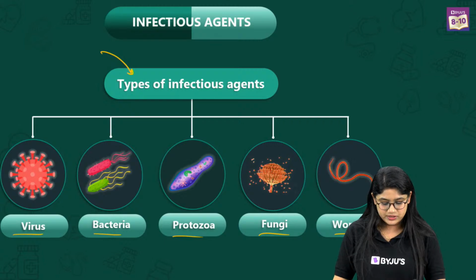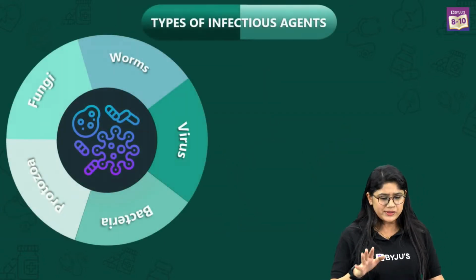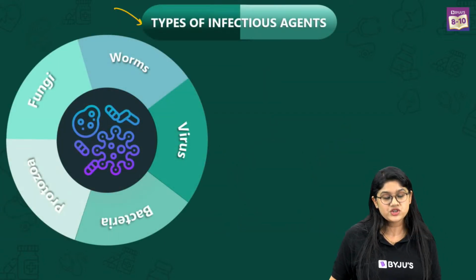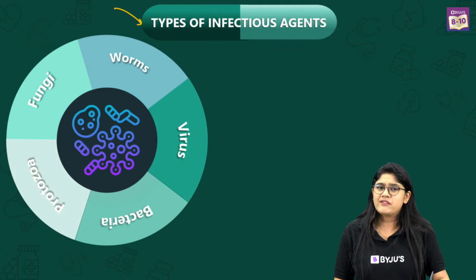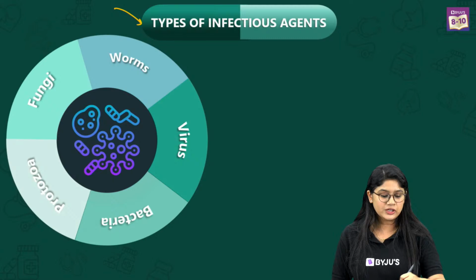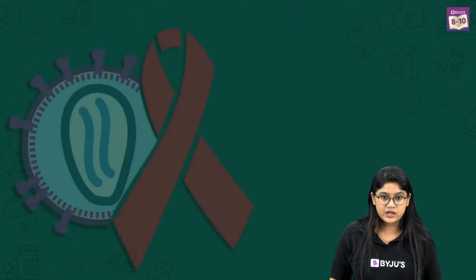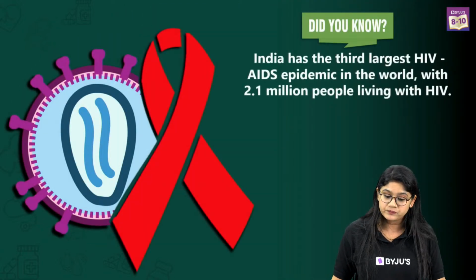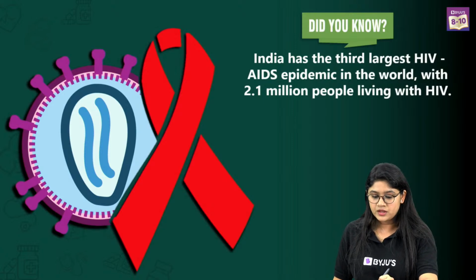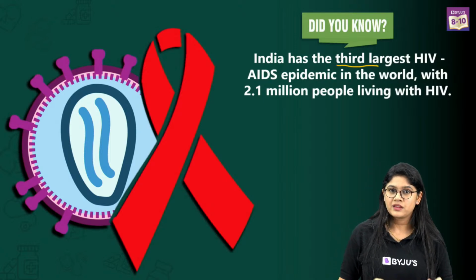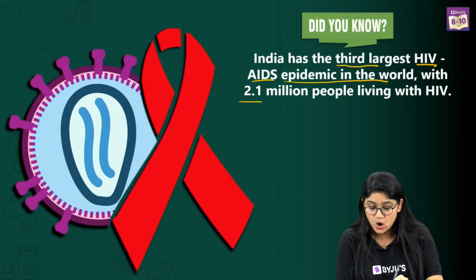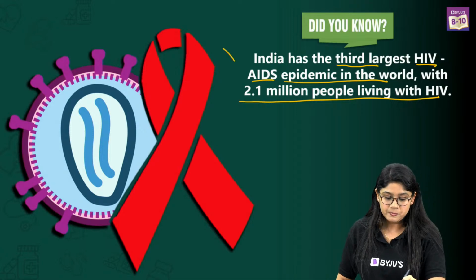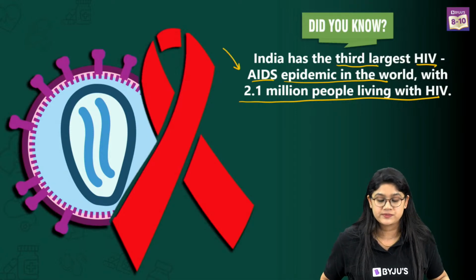Now you know what we'll do? Let's go into a bit more detail. We'll be discussing the different types of infectious agents. And here we are starting with something really very interesting. And I have a very interesting piece of information for you. So we are focusing on the virus over here. In India, third, right? India has the third highest HIV/AIDS epidemic in the world. So many people are affected with the HIV virus.